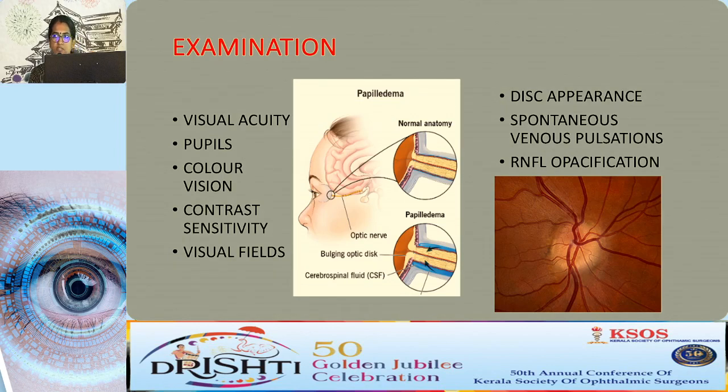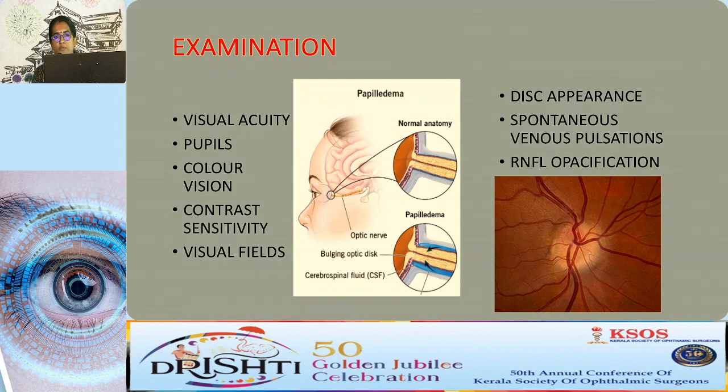So pupils, RAPD: in unilateral diseases involving the optic nerve, it is very common to get an RAPD. Color vision is also a very important test when you talk about disc edema, because color vision may be grossly defective, or in some cases like optic neuritis, you can actually have a color desaturation. Contrast sensitivity is also affected. Visual fields, we have had an exhaustive discussion on that.